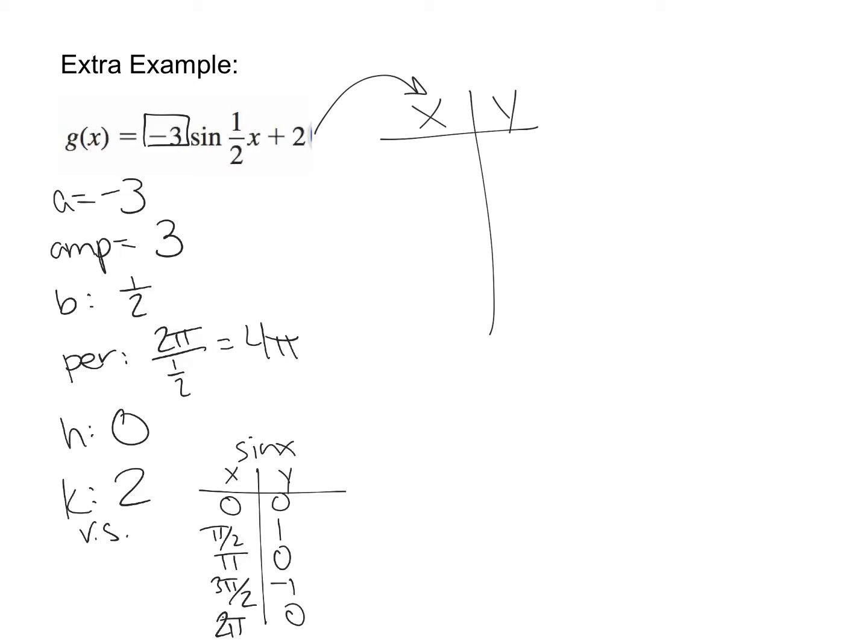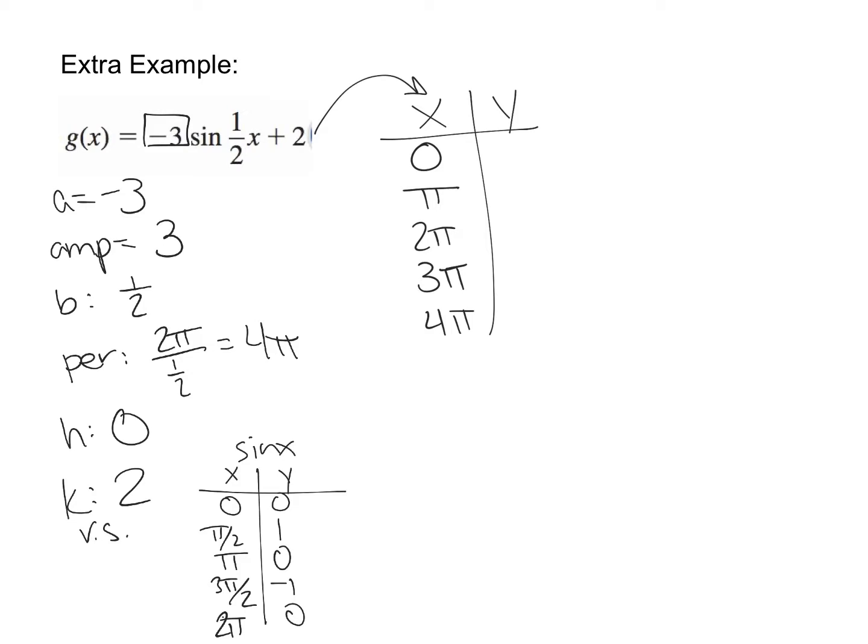So our first point is our H, which is 0. Our last point is H plus period, which is 4 pi. Cut that in half, that's 2 pi. Cut 0 and 2 pi in half again, that's pi. And then 3 pi. So that's a nice, pretty one with no fractions on it.